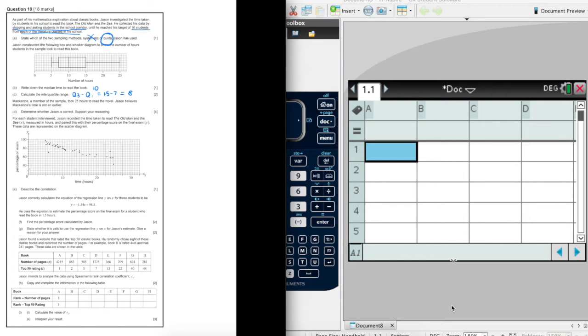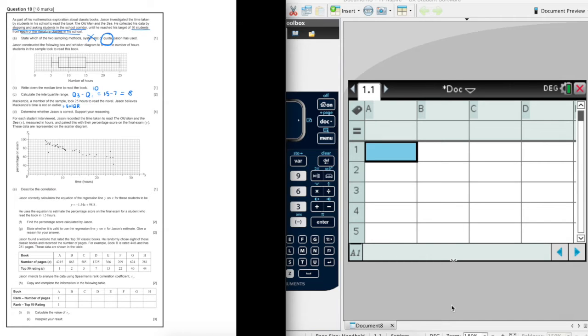Then it says that there is a member, Mackenzie, who took 25 hours to read the novel, and they're trying to work out whether or not she's an outlier. So an outlier is found by doing the interquartile range times 1.5, and then we add that to the upper quartile and we subtract it from the lower quartile to find what the boundaries are. Anything outside of that becomes an outlier. So it's 1.5 times the interquartile range.